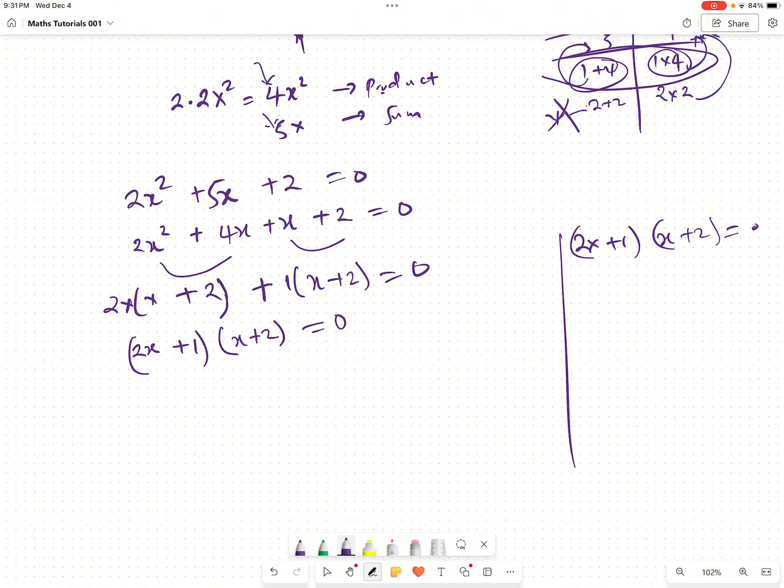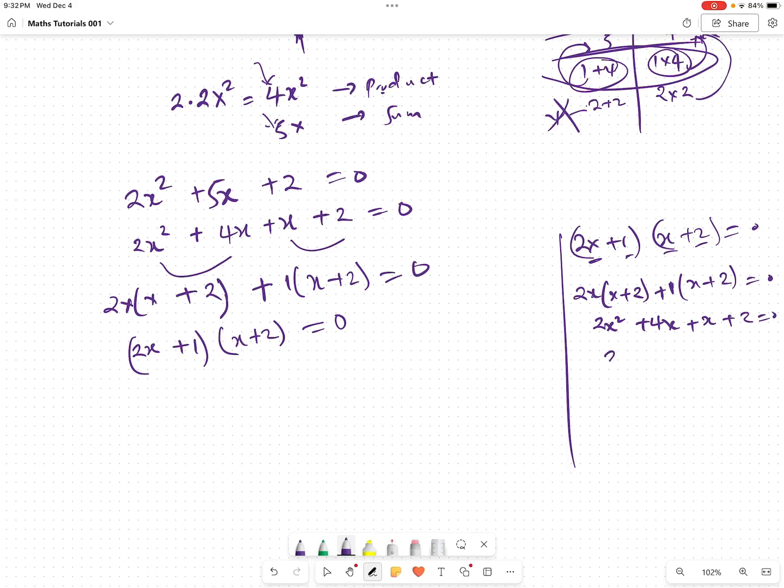How do you expand this? Pick one and multiply on the other one. So if I pick the first and open the bracket of the second, this will be 2x times everything in the second bracket, which is x plus 2, plus this second term, 1 times the second bracket. If I say 2x times x, I get 2x squared. If I say 2x times 2, I get a 4x. If I say 1 times x, I get x. If I say 1 times 2, I get 2.